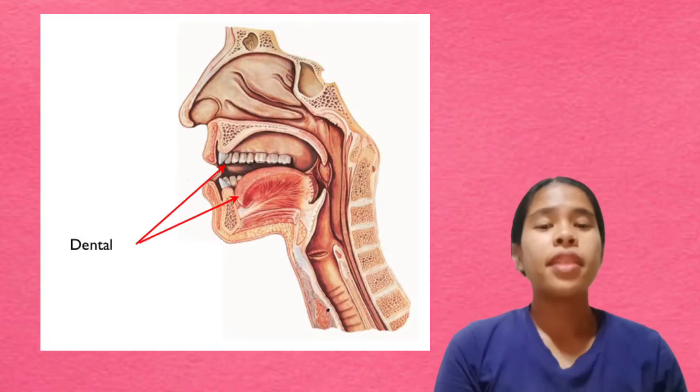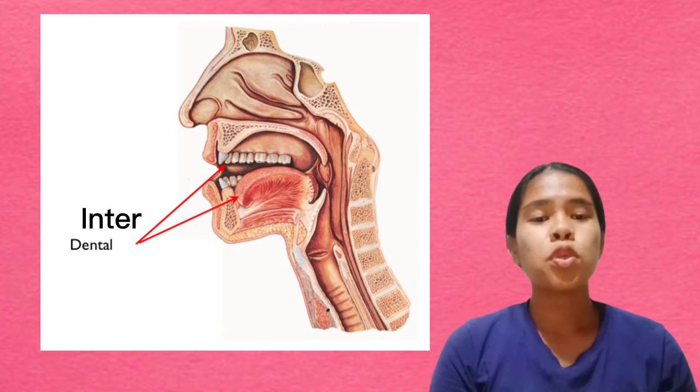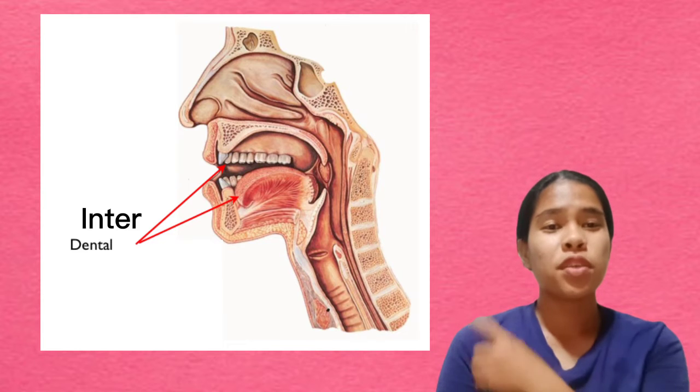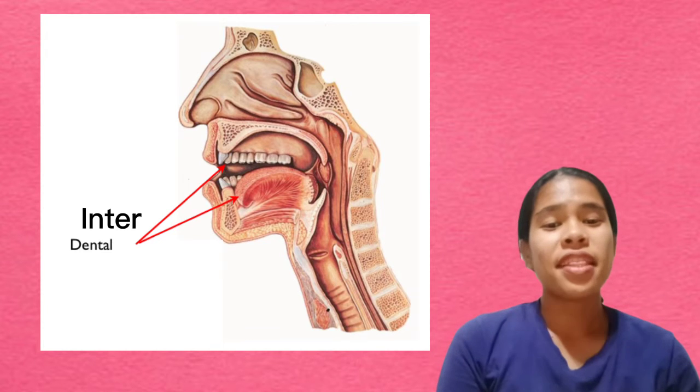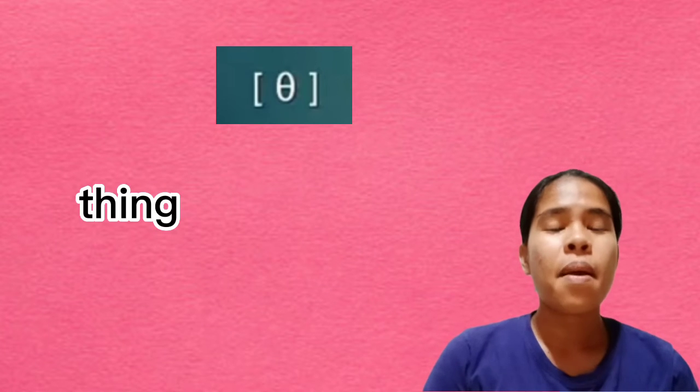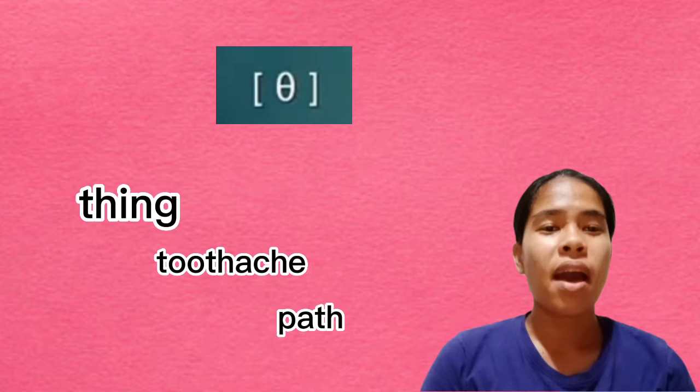Third, interdental. Sounds produced with the tip of the tongue, as you can see right here, and they are used to create this sound. Like thing, toothache, and path.